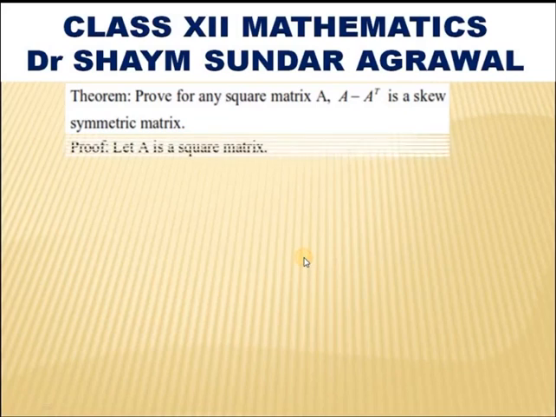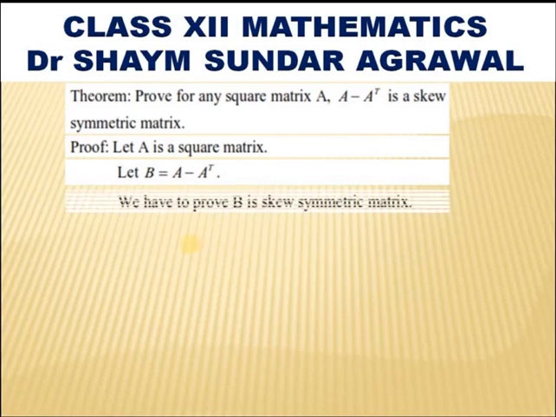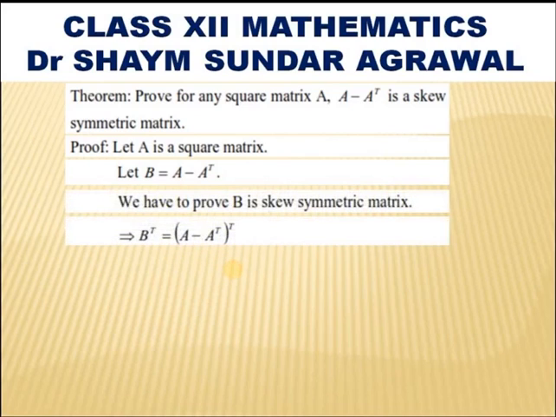So, let A be any square matrix, and let us take B equals A minus A transpose, and we have to prove A minus A transpose is a skew symmetric matrix. That means we have to prove B is a skew symmetric matrix. As we know, any square matrix is a skew symmetric matrix if its transpose is equal to minus of that matrix. That means B is skew symmetric means B transpose is equal to minus B.